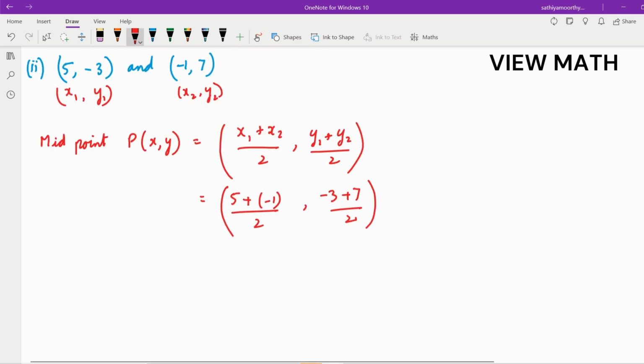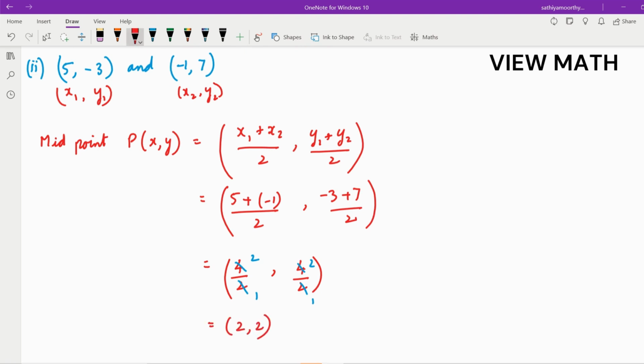Now let me simplify this. This is equal to 5 minus 1 is 4 by 2, minus 3 plus 7 is 4 by 2. So if I simplify this, 2 1 times and 2 2 times, therefore the midpoint is 2 2. So we have found out the midpoint P x y is 2 2.